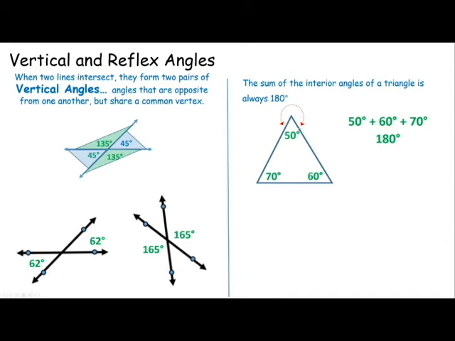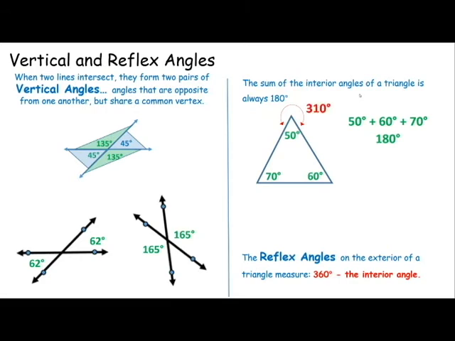Well, we can if we remember that circles always have 360 degrees. If I were to go all the way around, it's 360. If this much is 50, how much is left for the reflex angle on the outside? Well, it's going to be 310. It's 360 minus the 50 inside.